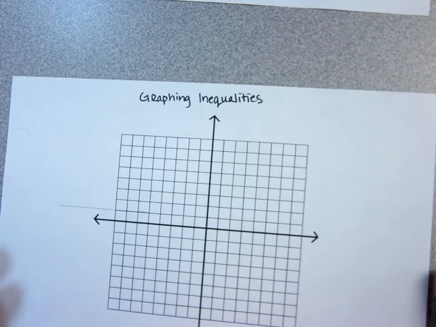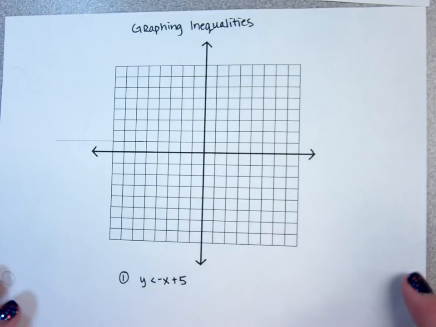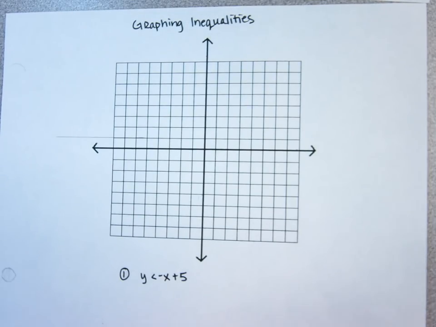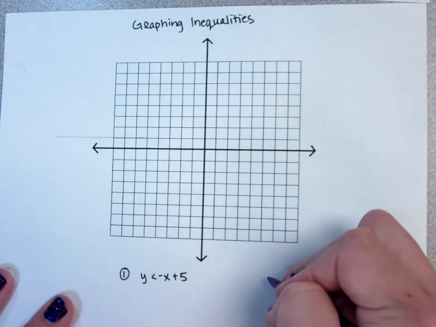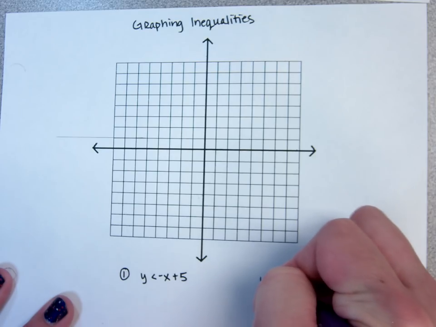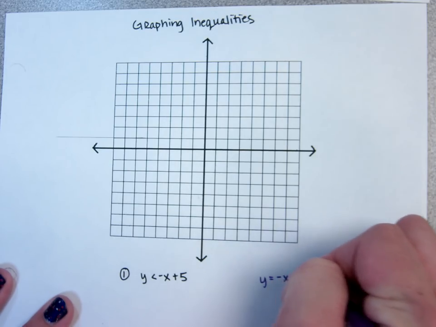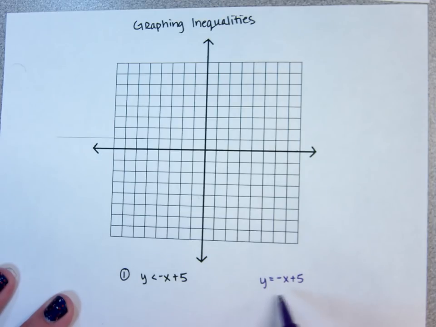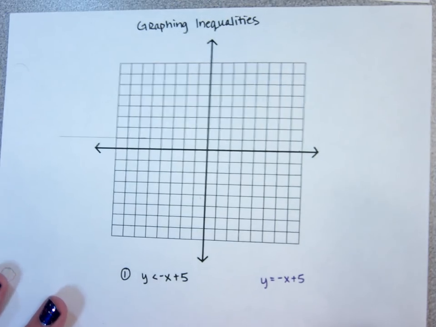Now looking at graphing inequalities, the first example that I have for you is y is less than negative x plus 5. The first half of any graphing inequalities problem is to graph the line correctly. The second half will be the shading. Okay, so here when we graph this line, you can just kind of substitute in an equal sign. So y equals negative x plus 5. And then you're just graphing this line, being careful to determine whether it should be dashed or solid.